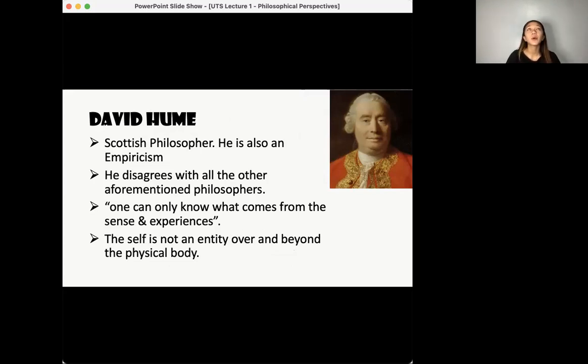So empiricism believes in things if they have experienced them themselves or used their five senses: hearing, seeing, tasting, touching, and the last one, smelling. So he disagrees with all the other philosophers, all the earlier philosophers. One can only know what comes from the senses and experience. Right? He is an empiricist, so how would you know that there is a self, when you have not seen a soul? You have not heard it or touched it.